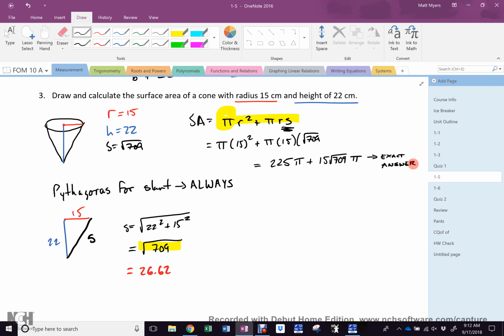Now, is this a useful answer in real life? Can I go to Home Depot and say, hey man, I need enough paint to paint 225 pi plus 15 times the square root of 709 times pi? No. This is a math class answer. In reality, what are we going to use?